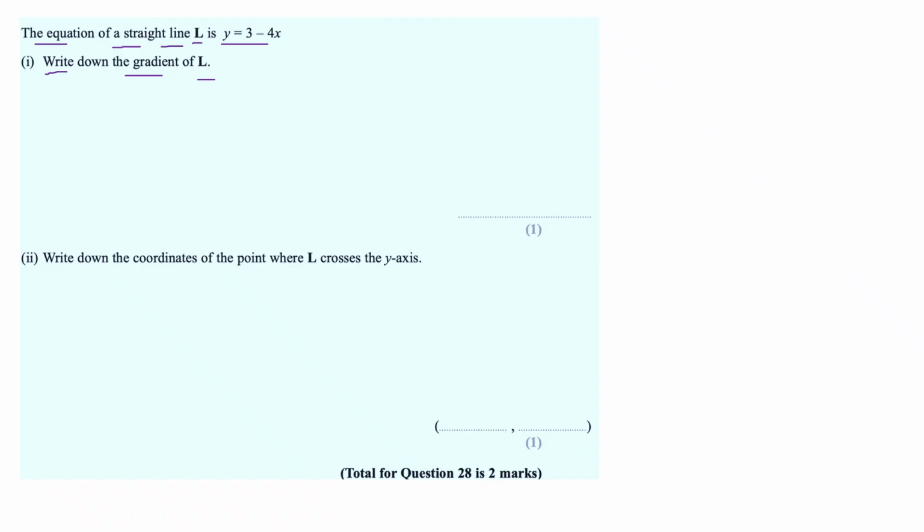So the gradient is the coefficient of x, the number in front of the x in the form or format y is equal to mx plus c. So let me rewrite the equation in a different form. So y is equal to minus 4x plus 3. Well, the number in front of the x, so the coefficient of x, is minus 4 or negative 4. So that is the gradient of line L. It's the number next to the x, the coefficient of x, the number in front of the x.